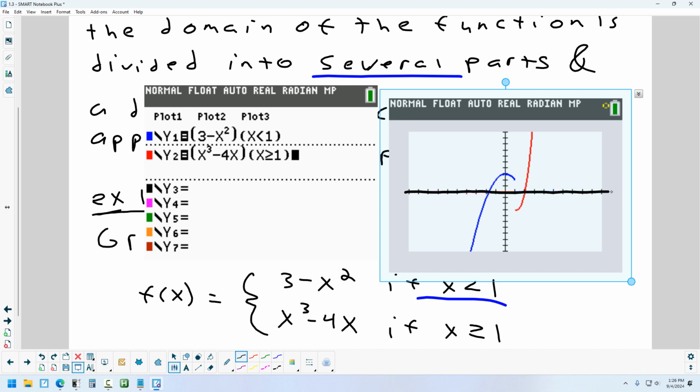That's exactly what the graph should look like. It's the blue graph up till the number 1, and then it's the red graph from 1 and up. So it's 2 different graphs on the screen at the same time. And that's called a piecewise function.